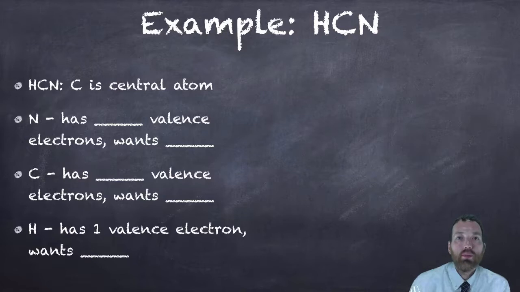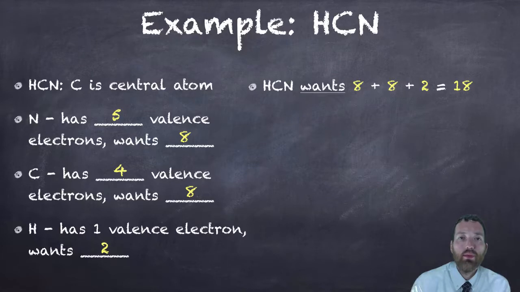So let's do another example. Hydrogen cyanide. So carbon's the central atom here because it's the most metallic. Nitrogen has 5 valence electrons again because it's in group 15, and of course it wants 8. Everybody wants 8 except hydrogen. Carbon has 4 valence electrons because it's in group 14, and it also wants 8. I just said a second ago hydrogen has 1 valence electron, but the hydrogen wants 2.